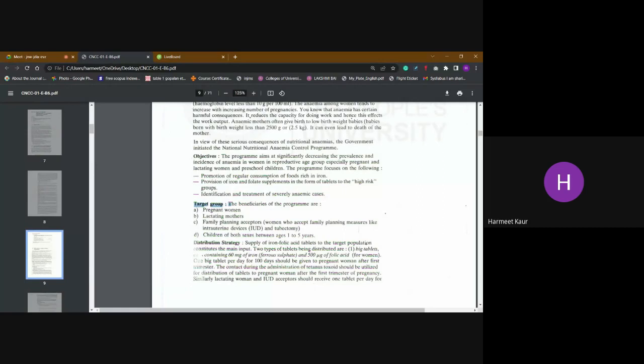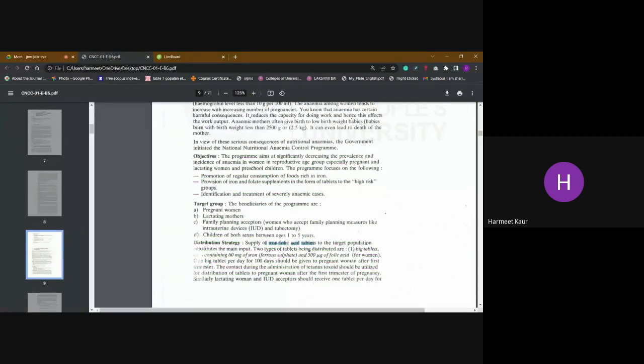Now, what is done in this program is like in the vitamin A deficiency control program, where you are feeding the child vitamin A doses. Similarly, in this program, as a part of strategy, you have to supply iron and folic acid tablets. Why? Because the most common factors which lead to anemia in our country are either related to iron deficiency or folic acid deficiency.